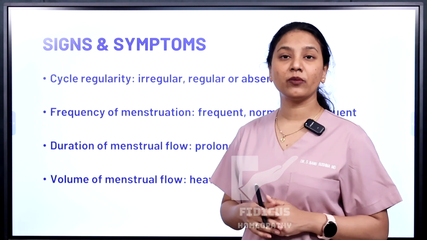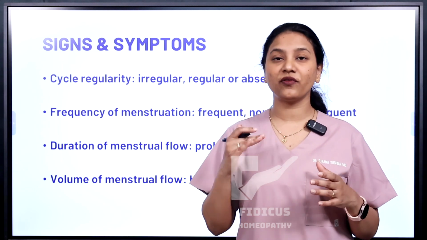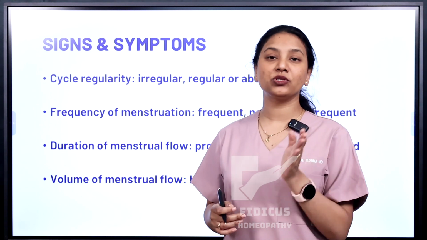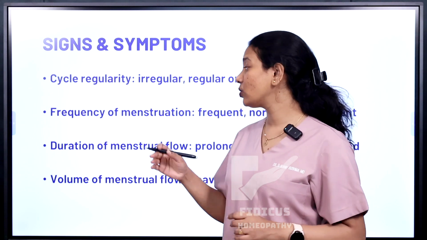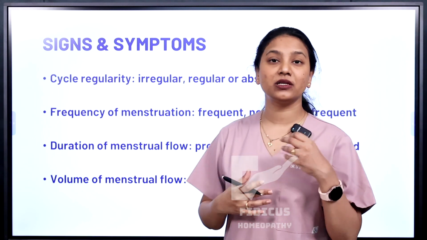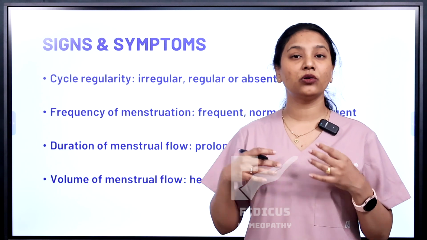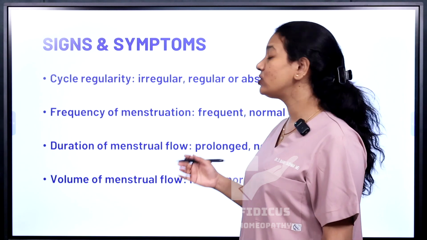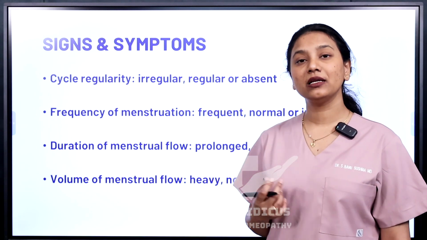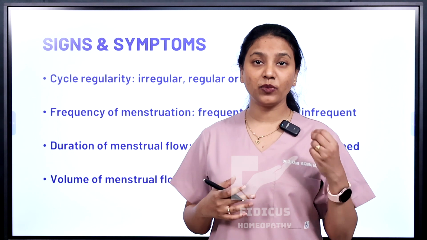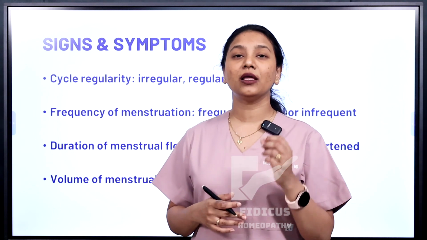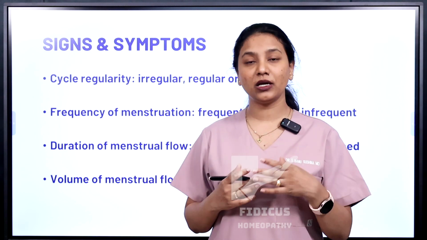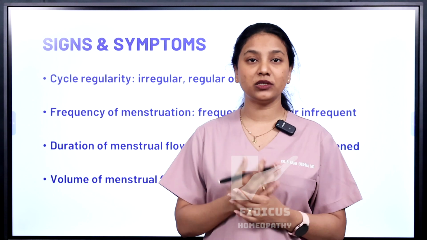What is the frequency of the menstruation? As the cycle decreases, the frequency increases. That means if your cycle is every 15 days, the frequency of menstruating is also more. So depending upon the frequency, whether it is regular, too frequent or not too frequent, we will know if you are suffering from AUB or not. And then the duration of the menstrual flow. For example, your cycle is every 28 days, but during the menstruation, if the period is prolonged, then that can also come under AUB. If it is shortened, that can also come under AUB.